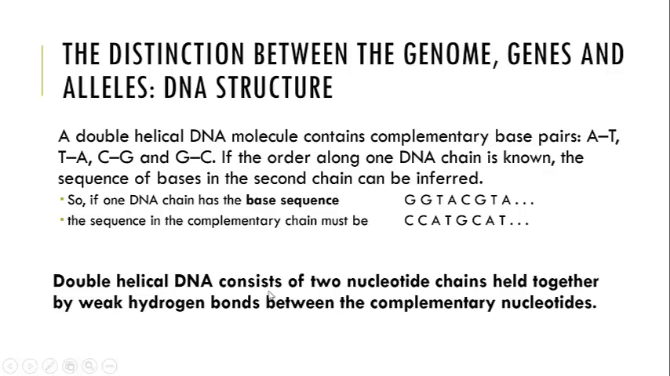So double helical DNA consists of 2 nucleotide chains held together by weak hydrogen bonds between the complementary nucleotides. So these ones have weak hydrogen bonds in here. That means they can split and form back together. And they use that a lot when they go to replicate, when they go to synthesize in the S phase of interphase. Whereas the backbones along here, these phosphodiester bonds, they're really strong because they need to be held in order because these read like a code. So hydrogen bonds between the complementary nucleotides, but phosphodiester bonds along the backbone.